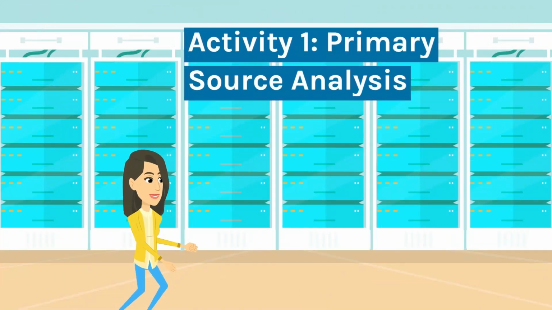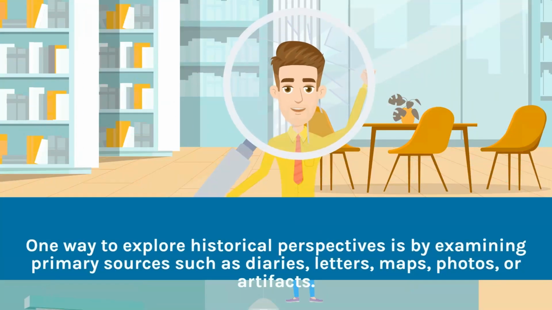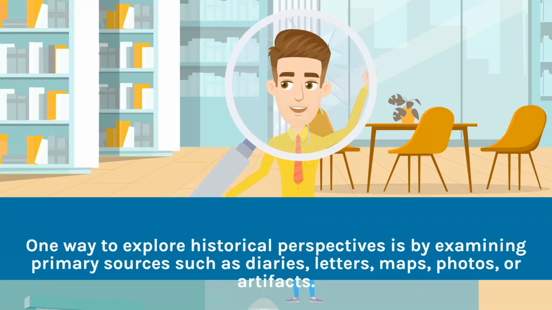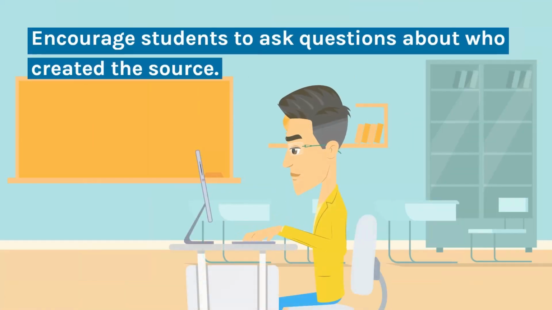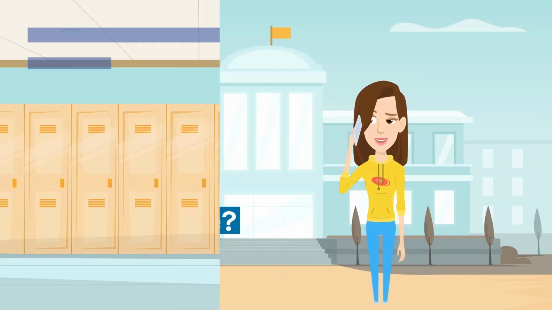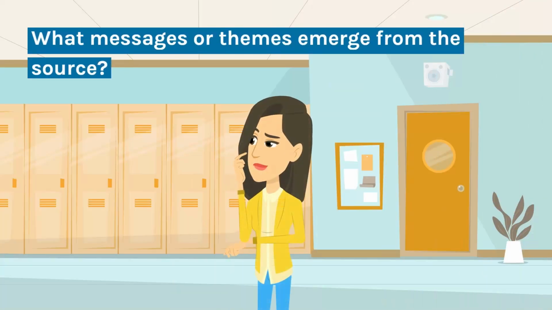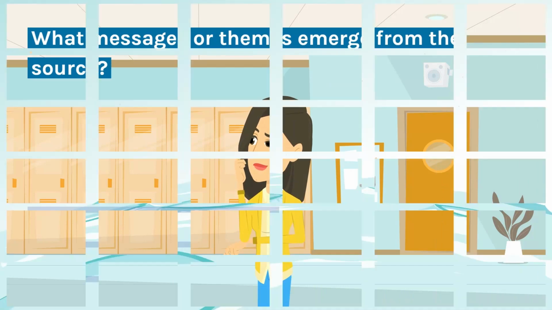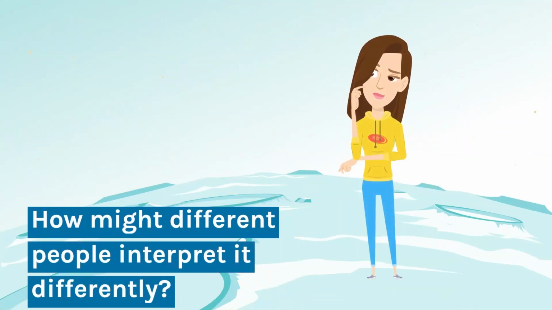Activity 1. Primary source analysis. One way to explore historical perspectives is by examining primary sources such as diaries, letters, maps, photos, or artifacts. Encourage students to ask questions about who created the source, when, where, why. What messages or themes emerge from the source? How might different people interpret it differently?